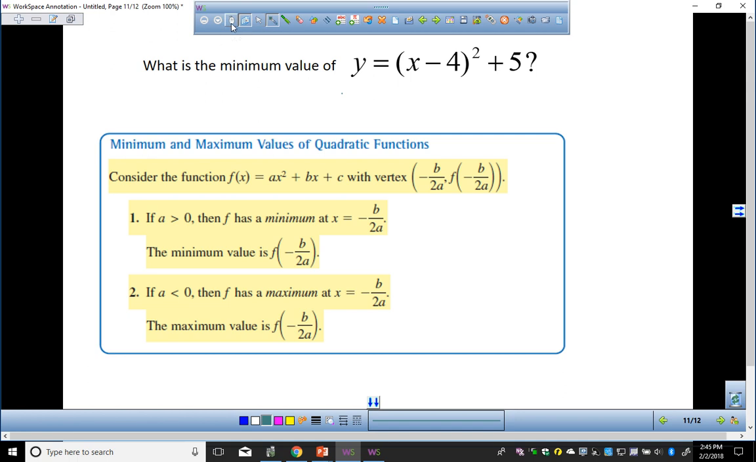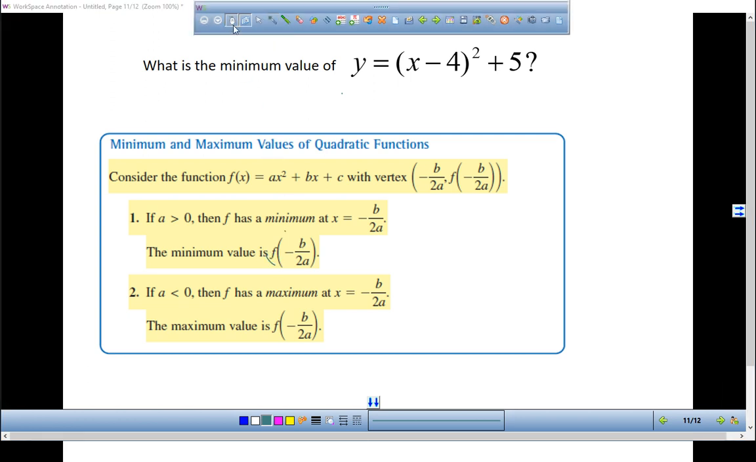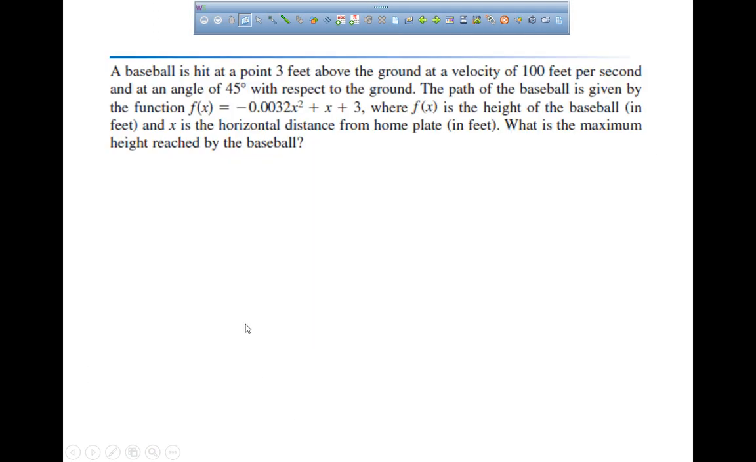All right, last problem. It froze. Last one. So this is fun because this is a baseball problem. A baseball is hit at a point 3 feet above the ground. There are lots of applications of parabolas. One of them is projectile motion, like this problem.